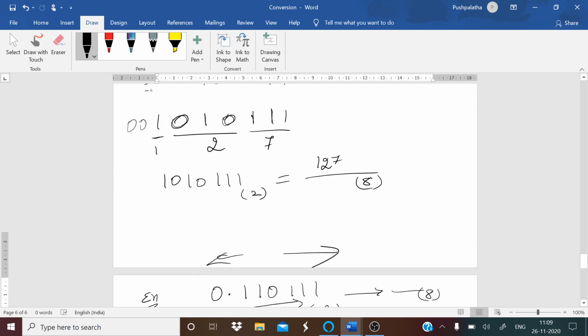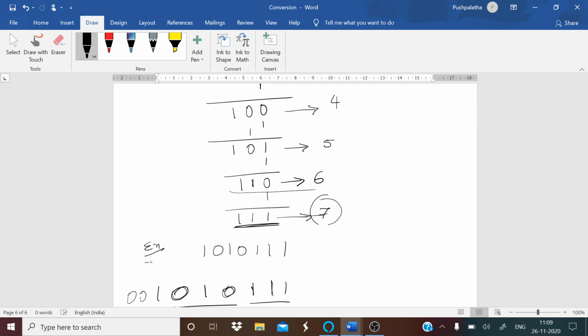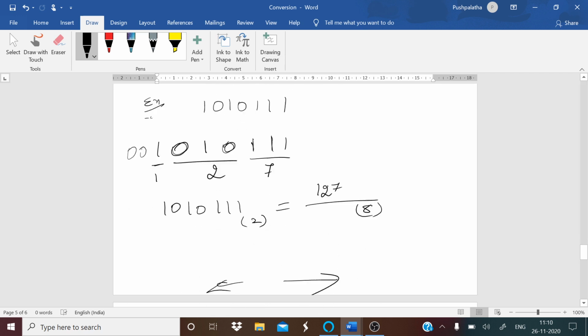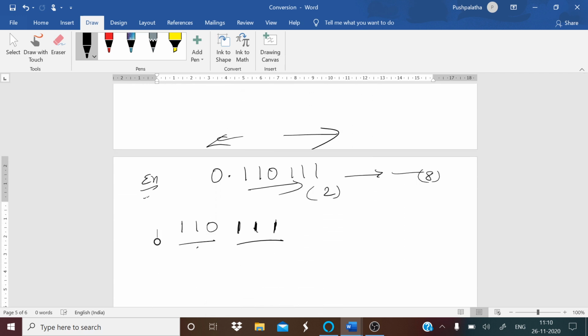So what is your 110? 6. And what is your 111? 7. So this is your 6 and this is your 7. So 0.110111 is nothing but 0.67 to the base of 8. Okay, this is how you are going to convert a binary number to your octal number. It's a shortcut method.